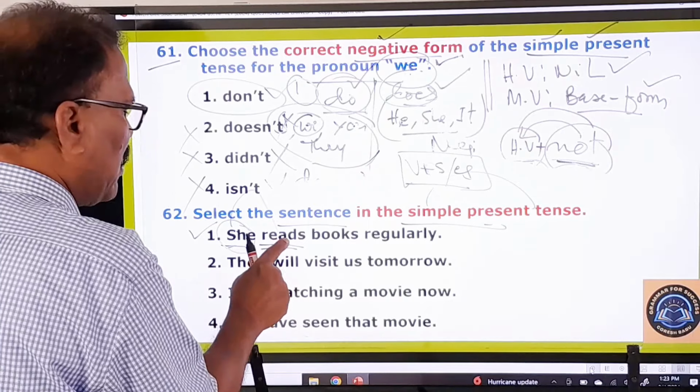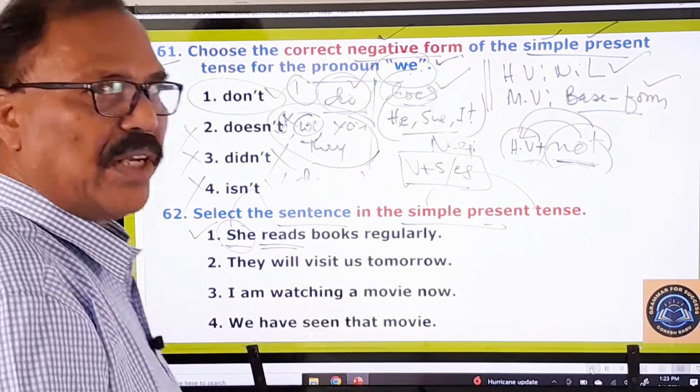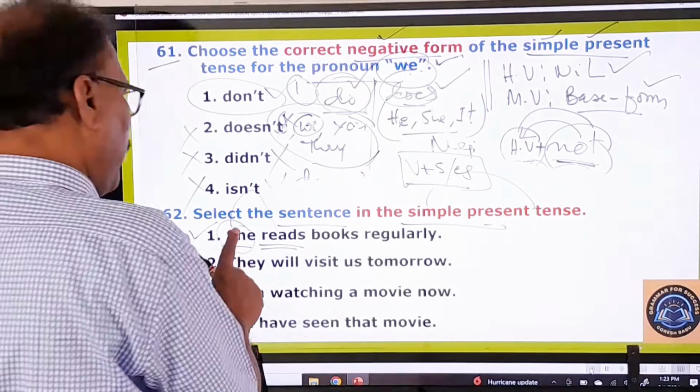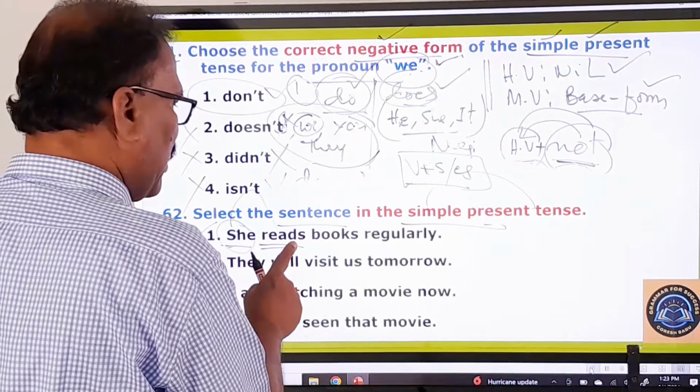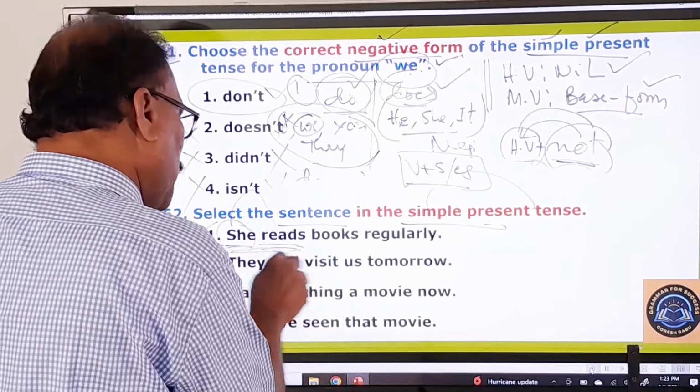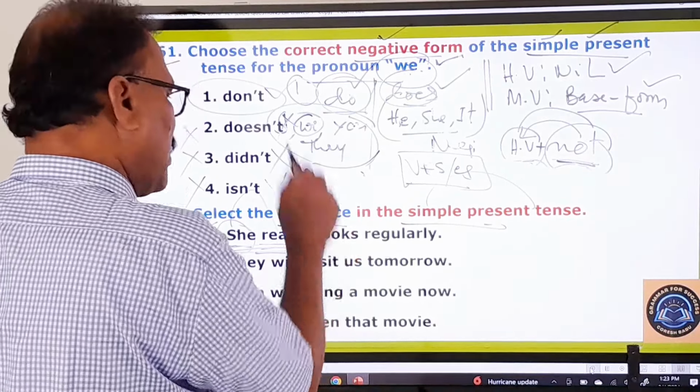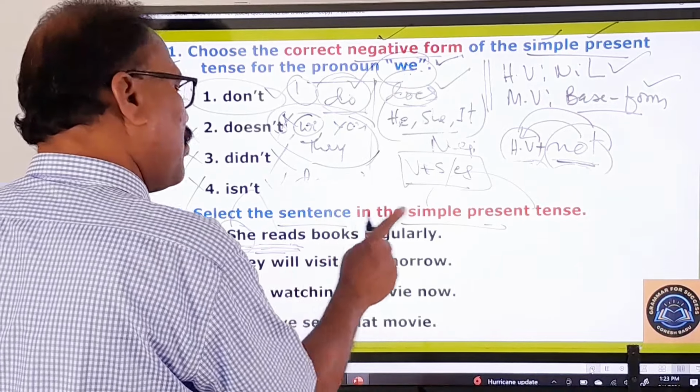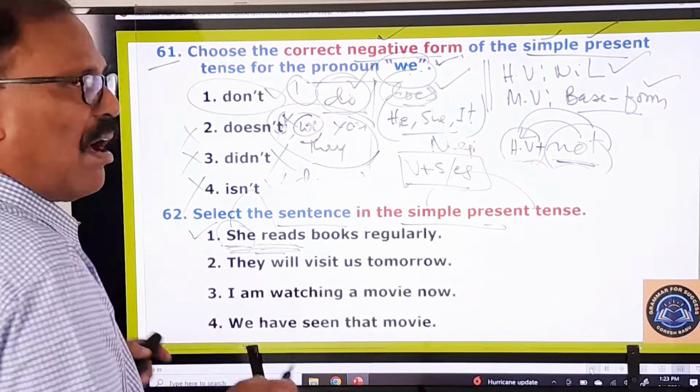Therefore what is given here? "Reads", not just "read" but "reads". So the person is correct, the verb is correct, and therefore these two are the main features of the simple present tense. "She reads books regularly." So the very first one is the answer, okay?